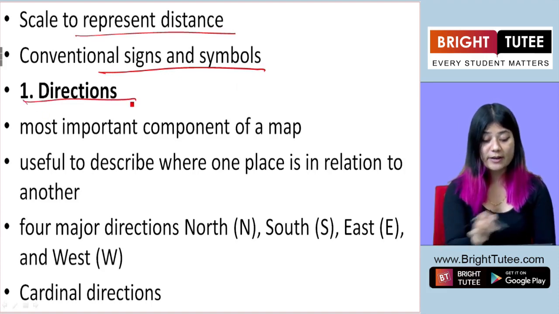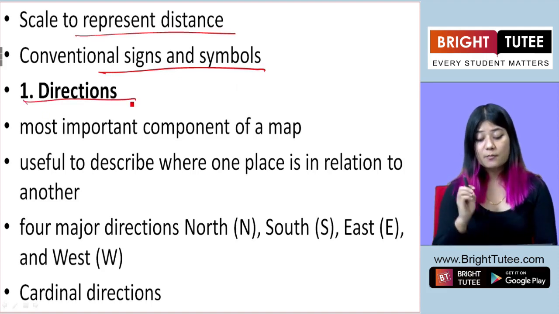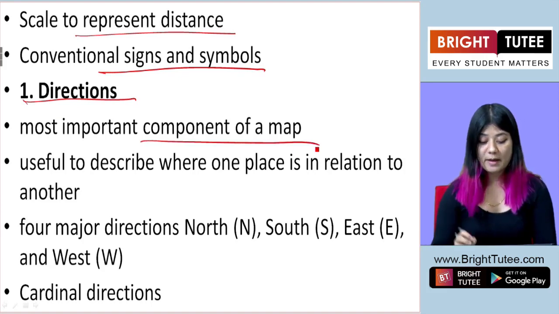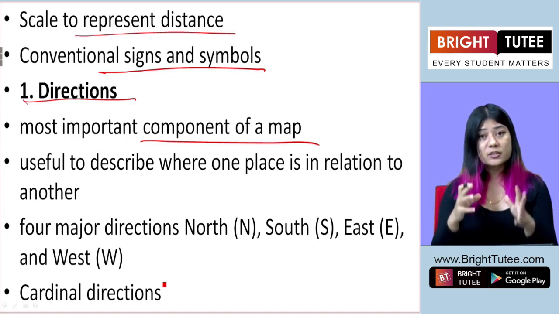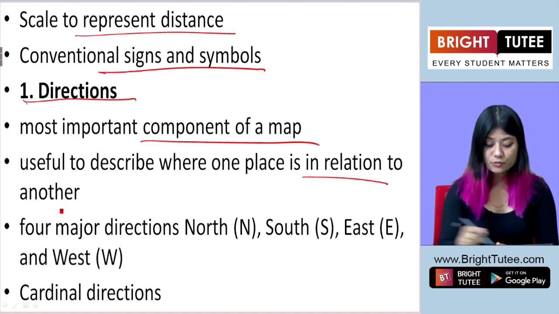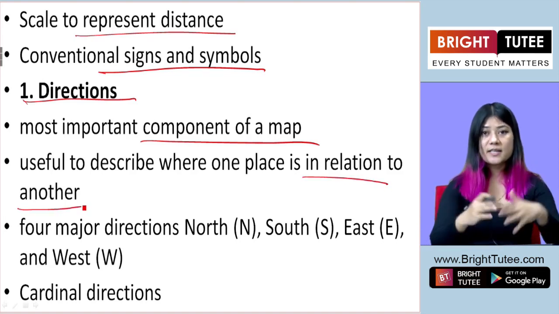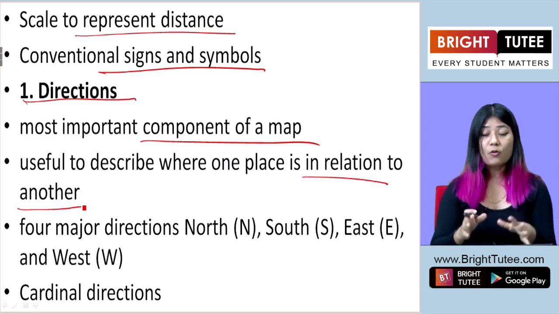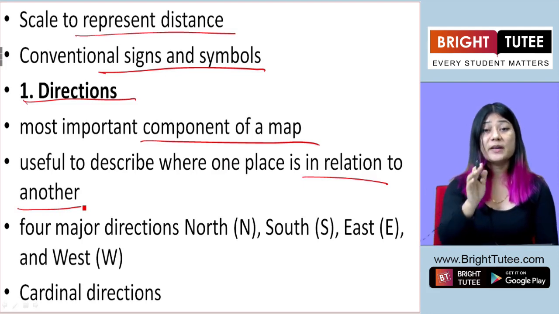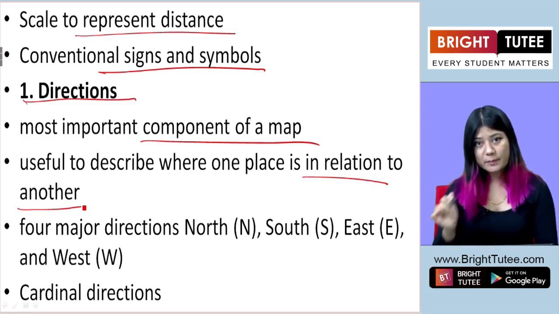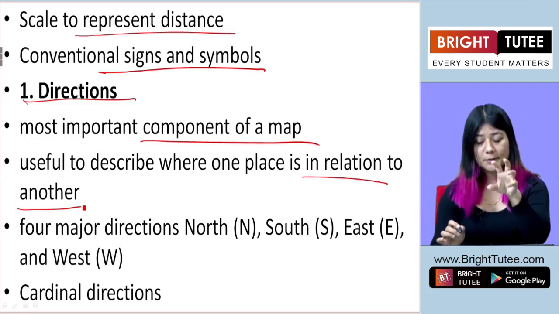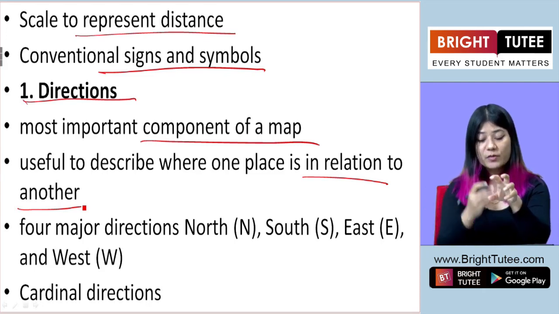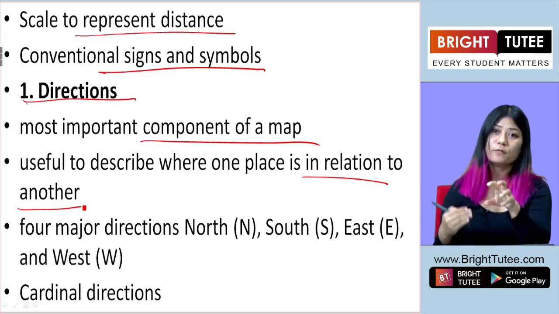The first one is direction. Now the direction is the most important component of a map. Why? Because with the help of direction, we know the direction of a place in comparison to another. Okay, so we see the map of a park and we can say, oh, to the north is a big banyan tree, and to the south of the banyan tree there is a small pond. So in relation to the banyan tree, we can understand the direction of the pond.